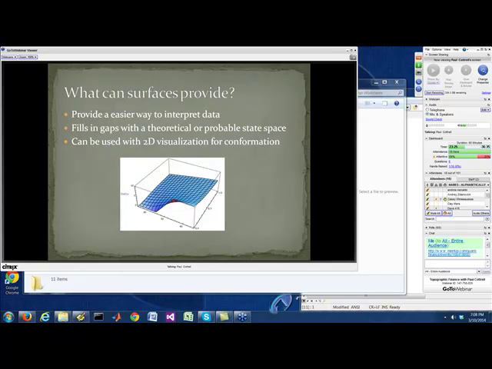So what can surfaces provide? It can provide an easier way to interpret the data. It fills in the gaps with a theoretical or probable state space between the points that are used to parameterize that surface. It can be used with 2D visualization for confirmation. So in this webinar, I'm going to show with Poseidon on one side of the screen and a normal price trading chart on the other side of the screen, and they can augment each other.